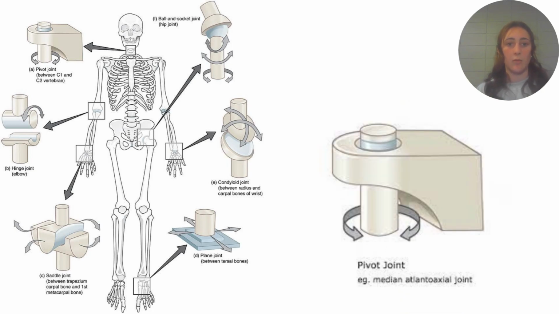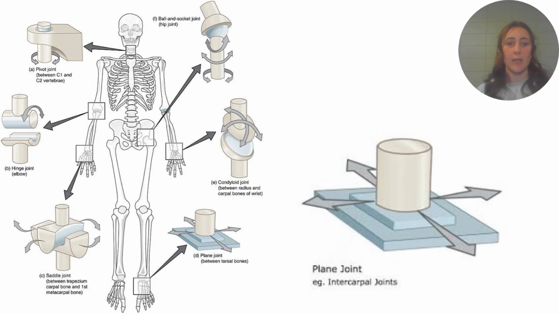A pivot joint, where one bone swivels around a ring formed by another bone, is the joint between the first and second vertebrae in your neck. A gliding joint, also called a plane joint, is when smooth surfaces slip over one another, allowing limited movement, such as in your wrist joint.